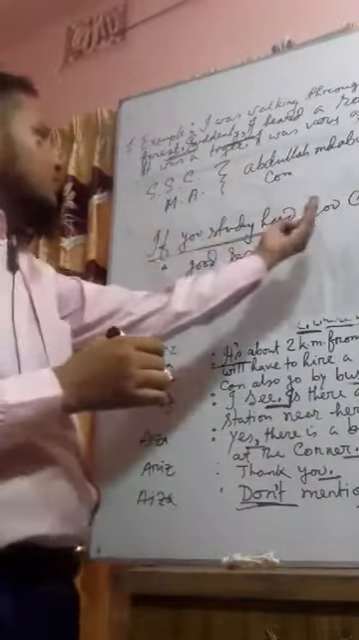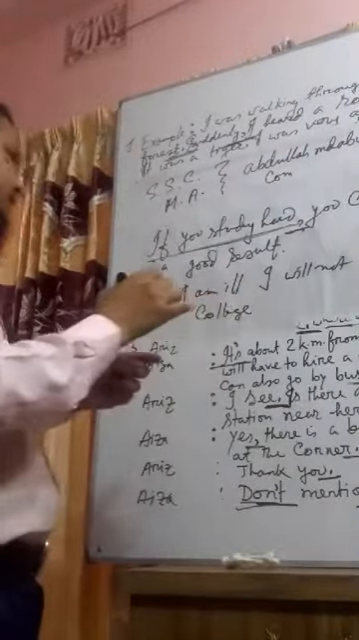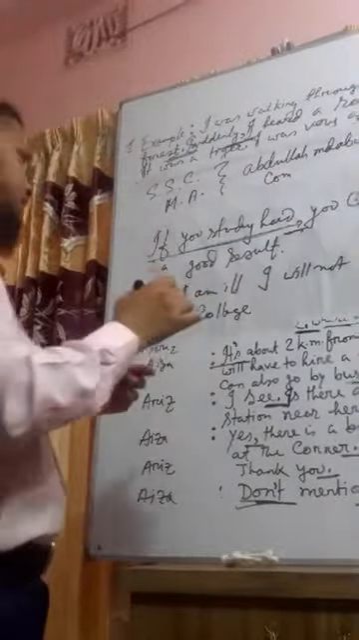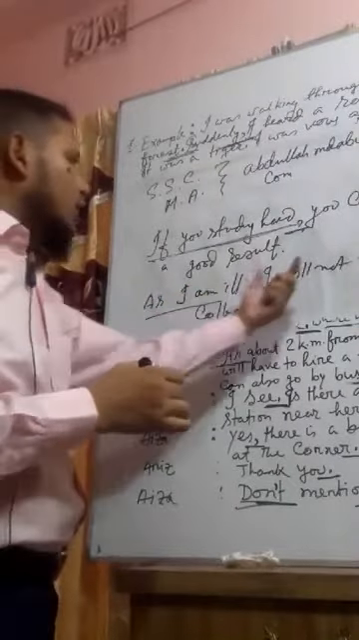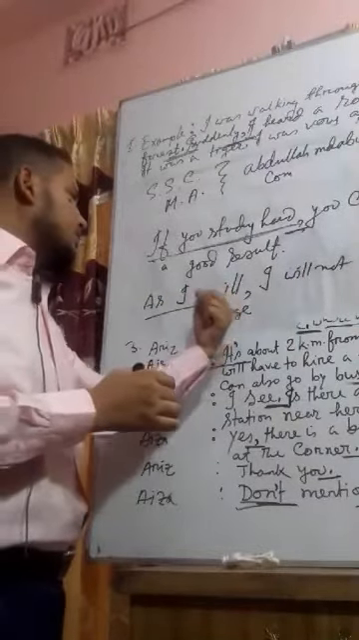As I am ill, I will not go to college. As I am ill, that is the subordinate clause, and so after subordinate clause we have to use comma, or before principal clause we have to use comma. As I am ill, যেহেতু আমি অসুস্থ, I will not go to college, আমি কলেজে যেতে পারবো না, so we have to use comma here.